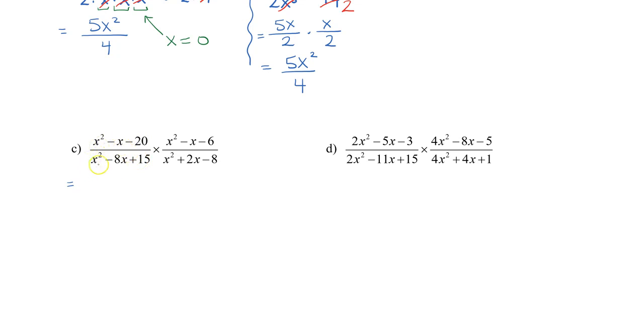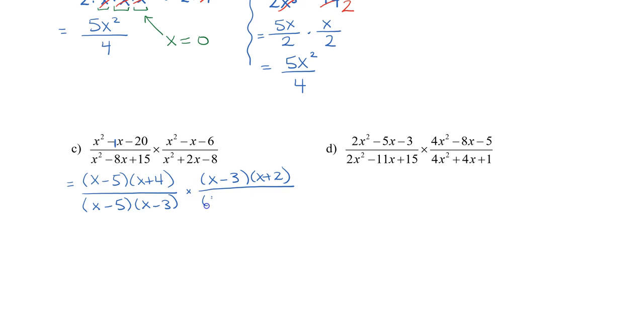So we need to factor each expression. So find two numbers that multiply to negative 20 and add to negative 1. So that's going to be x minus 5 and x plus 4. Do the same thing with the denominator. Find two numbers that multiply to 15 and add to negative 8. So that's going to be x minus 5 and x minus 3. And we do that with all of these expressions. So we have x minus 3, x plus 2, and we have x plus 4 and x minus 2.